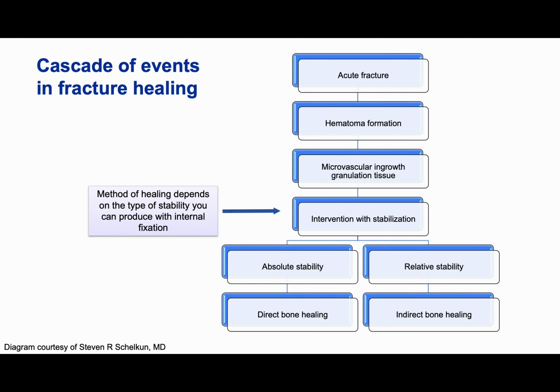A surgeon has the option of intervening with surgical stabilization of a fracture. Internal fixation of fractures alters the biology of fracture healing. The type of fixation applied, the amount of stability achieved, will determine the type of bone healing that will occur.